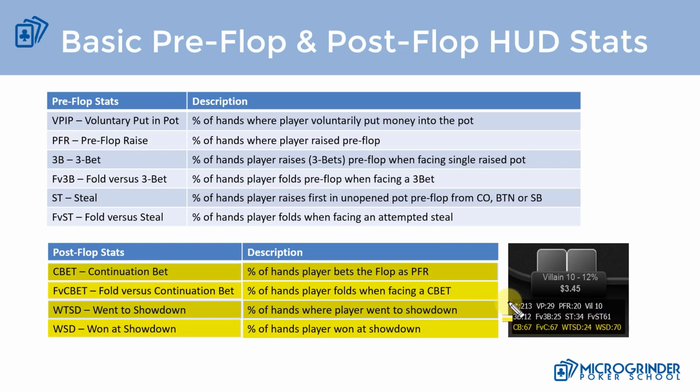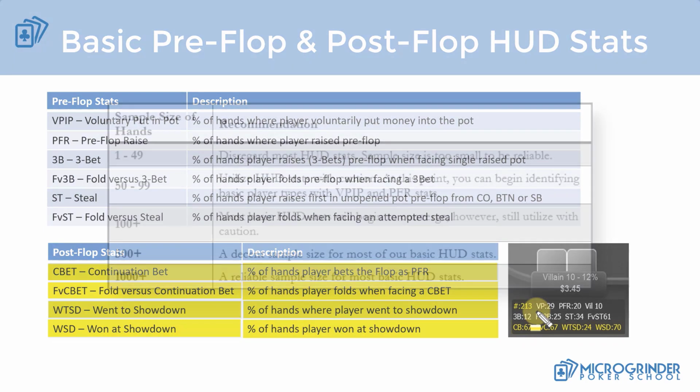Now, you're also going to see this, typically, the pound sign. This is going to be the number of hands. And the sample size of hands is very important when it comes to HUD stats. I actually didn't do a slide on this, but when it comes to HUD stats, we typically want to have a decent sample size on our opponents.